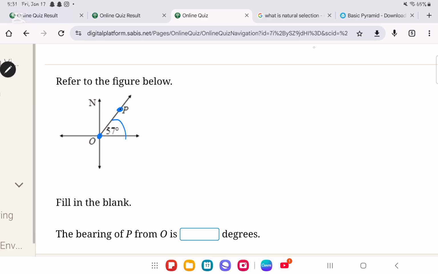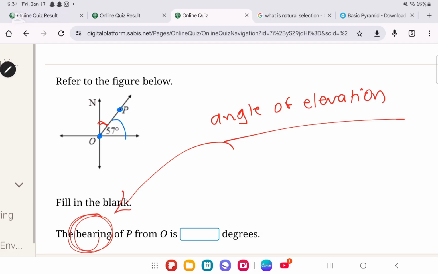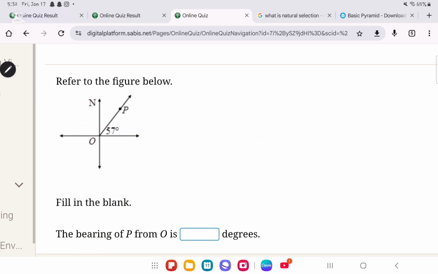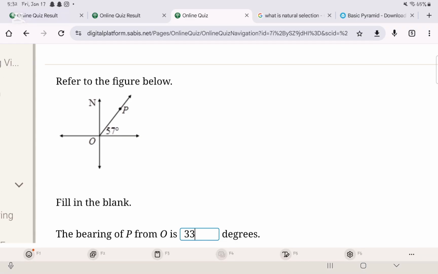Whereas this angle over here is called the bearing. So please pay attention whether they ask you angle of elevation or bearing. They are totally different. This over here is angle of elevation and this over here is the bearing. So to find the bearing, very simply we are gonna do 90 minus 57 and we get our answer, which is 33 degrees.